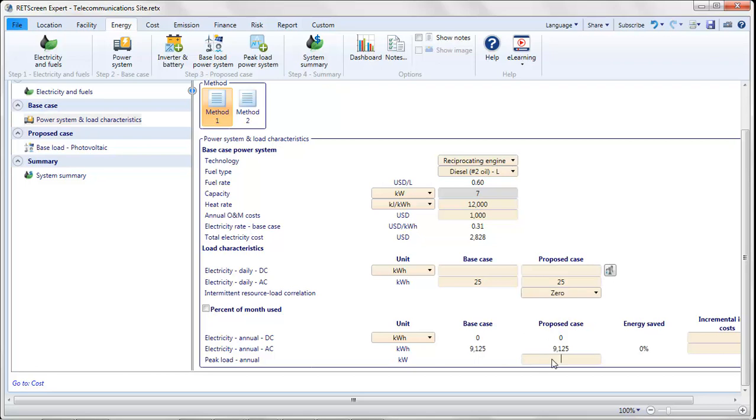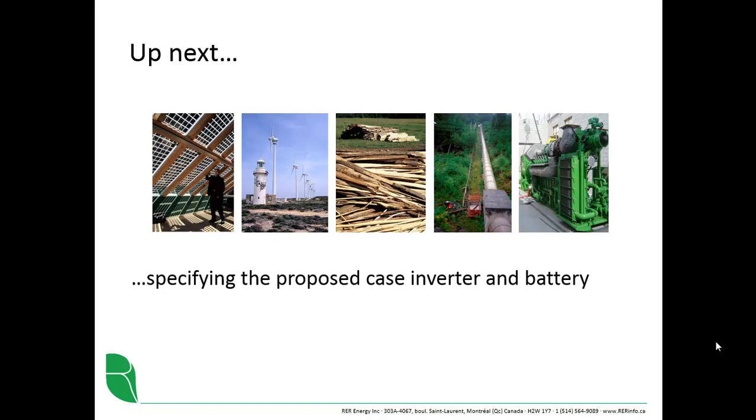Finally, down here at the bottom, I'm going to specify that the peak load is 5 kilowatts. We see the total annual load is 9,125 kilowatt hours in both the base case and the proposed case. Because there's no difference between the two, we don't have to enter anything for incremental initial costs. In the next video, we will specify the proposed case, that is the solar system, inverter, and battery.